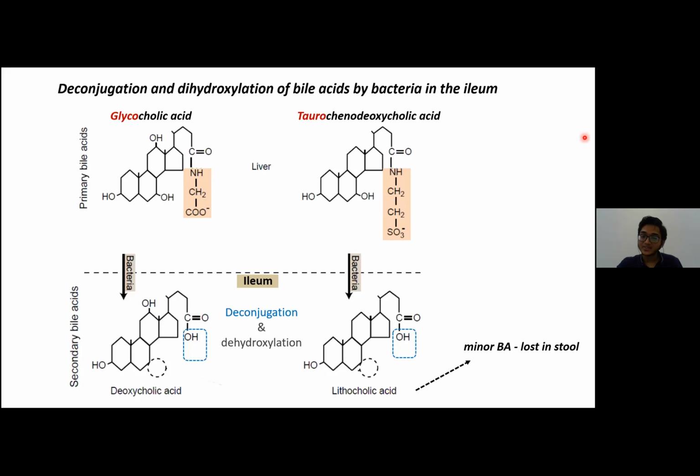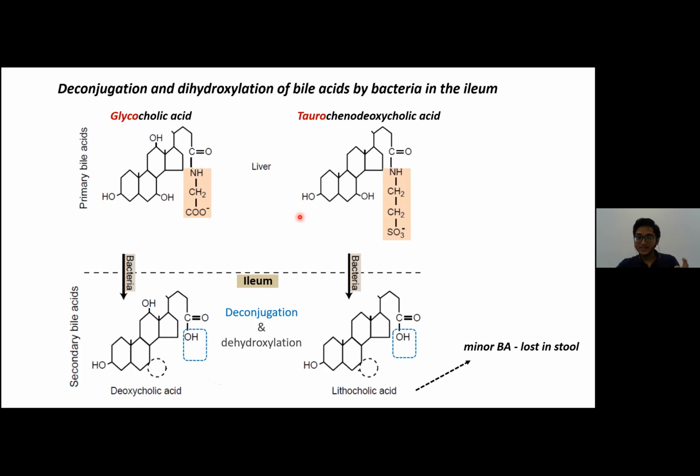Conjugation and dehydroxylation, I don't understand. Okay. So bile acid synthesis, we said, was two steps. Number one, hydroxylation. Number two, conjugation. The aim of these two steps was to make bile more water soluble.